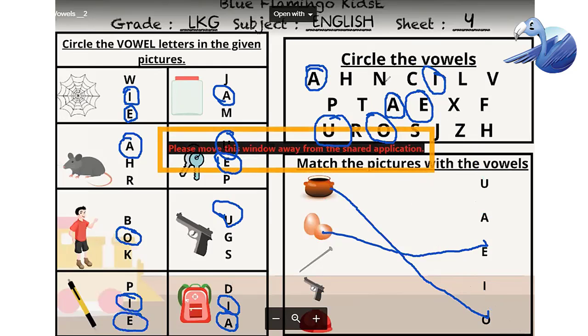Satvik, just now I told you, please don't write on my screen. And this is the last warning, Satvik. If you write, I will remove you. Ali Khan also.